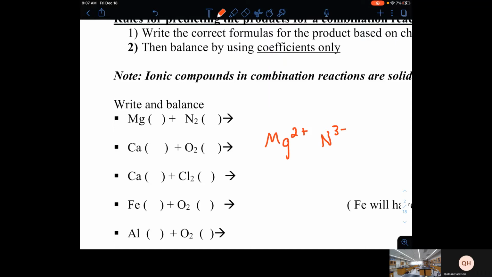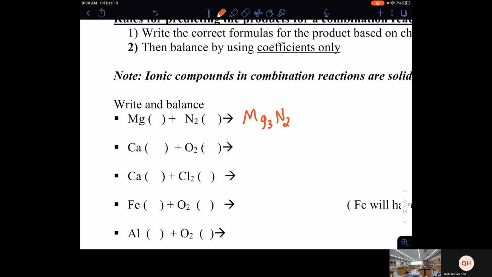And the only thing I'm going to do is put this together to produce an electrically neutral compound, just like you learned how to do in the previous chapters. So the least common multiple is going to be 6. That means I need, in this case, 3 of the magnesiums and 2 of the nitrogens. At this point, I have just predicted what the products are going to be for these two elements when they come together. Now, of course, I've got to go in here and indicate the states.